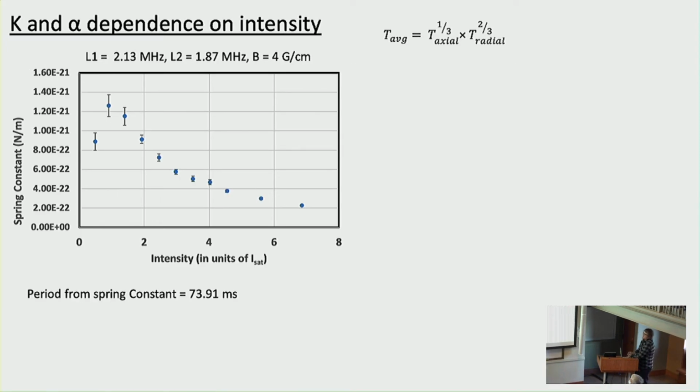Next thing we can do is look at the spring constant. So we can take the average temperature from the data on the previous slide and use the equipartition theorem. We see a pretty interesting thing happening here: the spring constant peaks and then starts decaying with higher light shift. And from this, we have a peak period of 73.91 milliseconds, which alludes to that blue-detuned magneto-optical trap slide I showed you earlier of the time evolution.